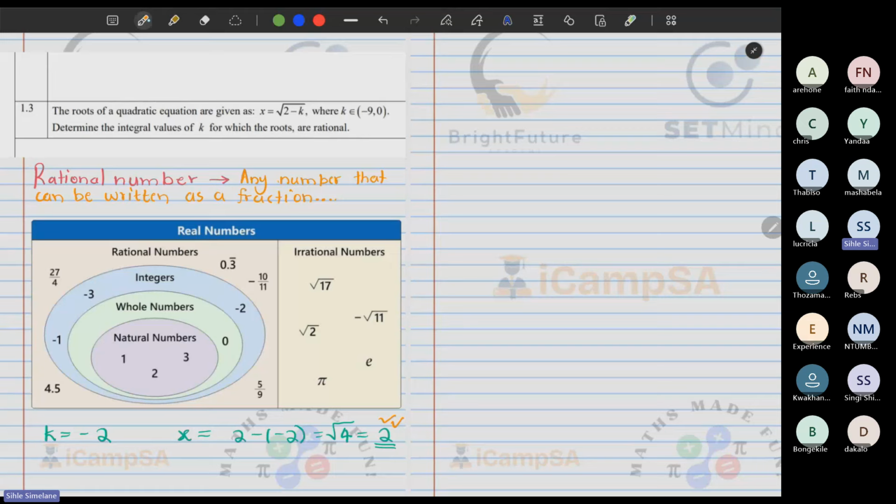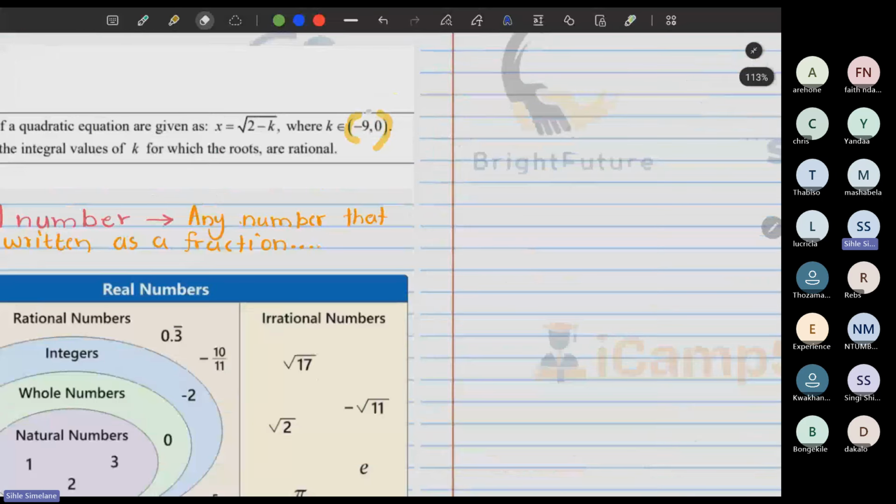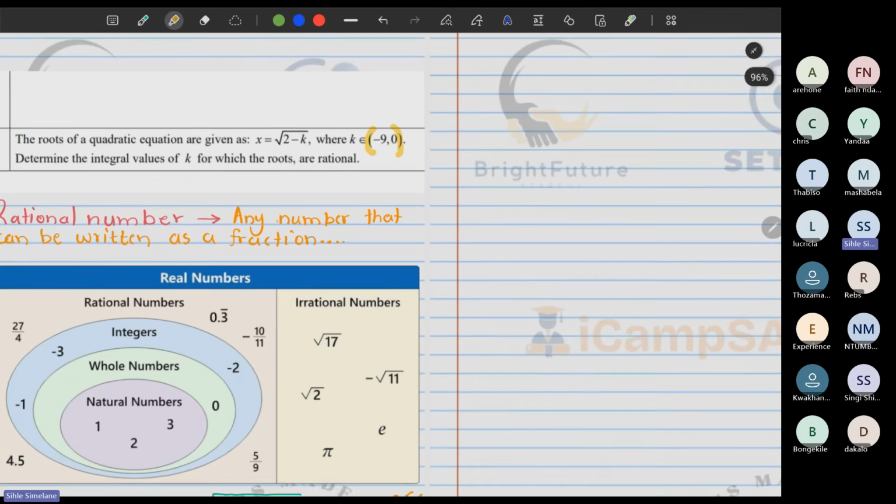We can't use -9. Why is it that we can't use it? Look at the bracket. Because -9 will give square root of 11, and square root of 11 is, I think, an irrational number. Yep, it is. But the reason why we can't use it is not because of that. We can't use it because of how the interval is written. The round bracket means do not include -9. Do you guys remember that? So we can't work with that. So that is out of the way.